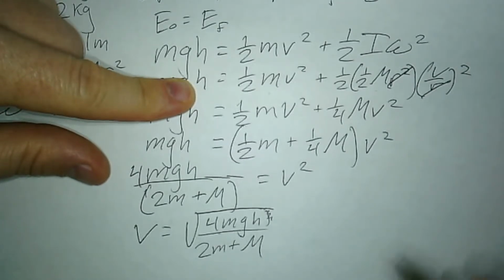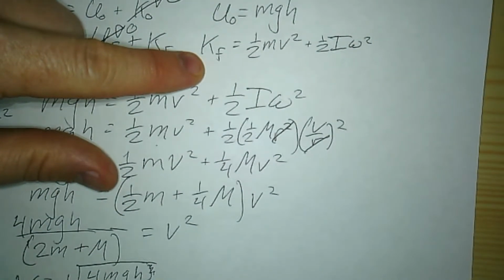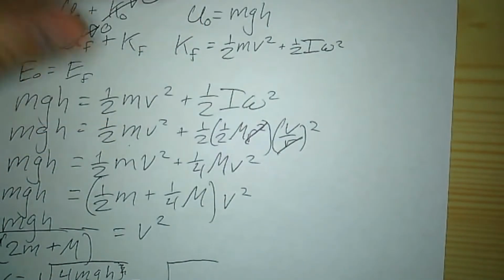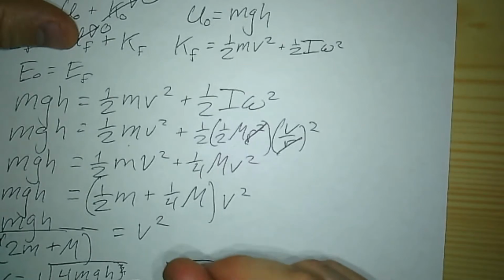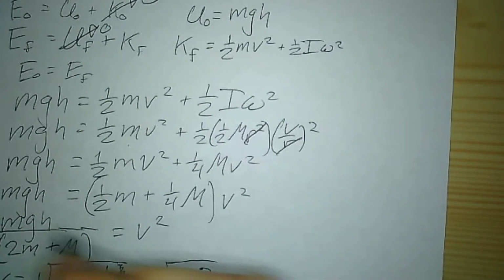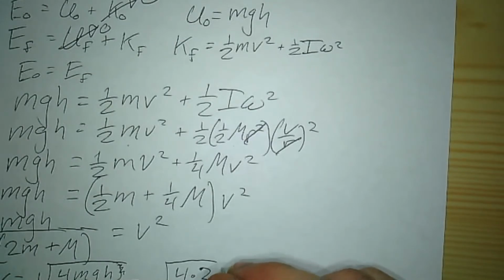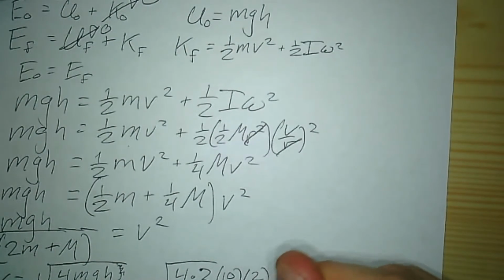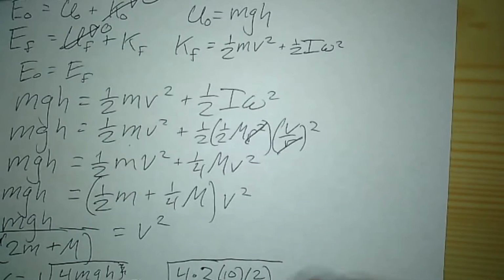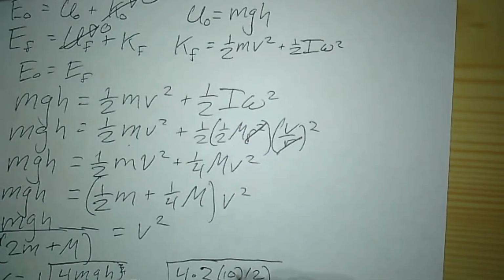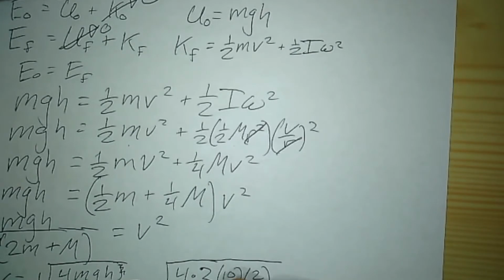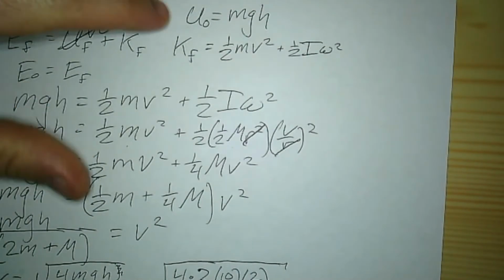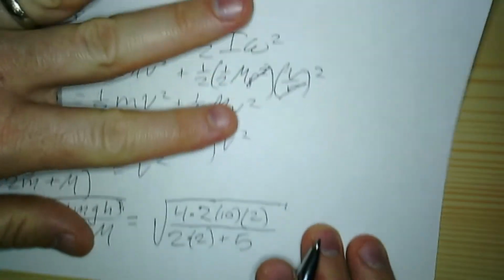So let's put some numbers in. Let's come over here. We've got a little more space. So this is going to equal the square root of, we said little m was 2, so 4 times 2, and g we're going to use 10, and h we said was 2 also, I believe. Yes, we did. Times 2 divided by 2 times, well, little m is 2, and big M is 5. And once, oh, you guys didn't see a lot of that. I'm going to slide that up so you guys can see.